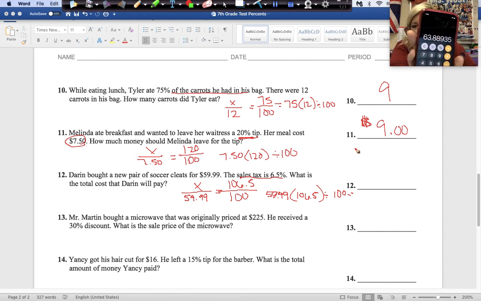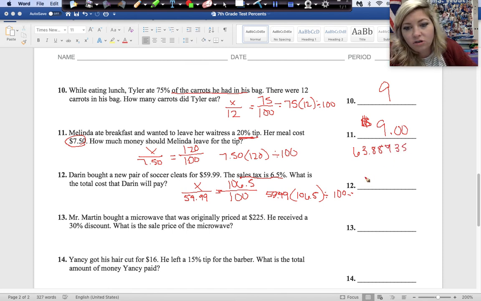So I'll write the long decimal up here. Okay, and then we just have to round that to the hundredths place. So we've got 63 and 80. It would be 8, but we have to look behind it, and that 9 is going to bump that 8 up to a 9. So $63.89.